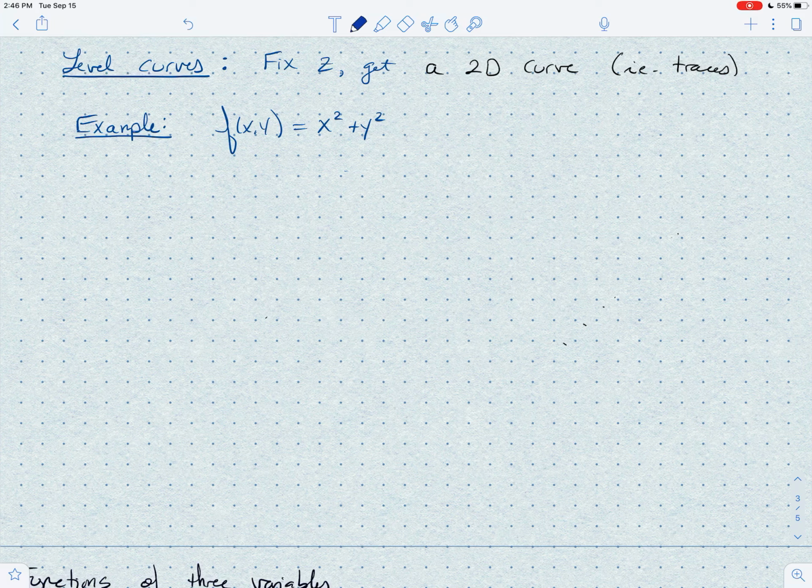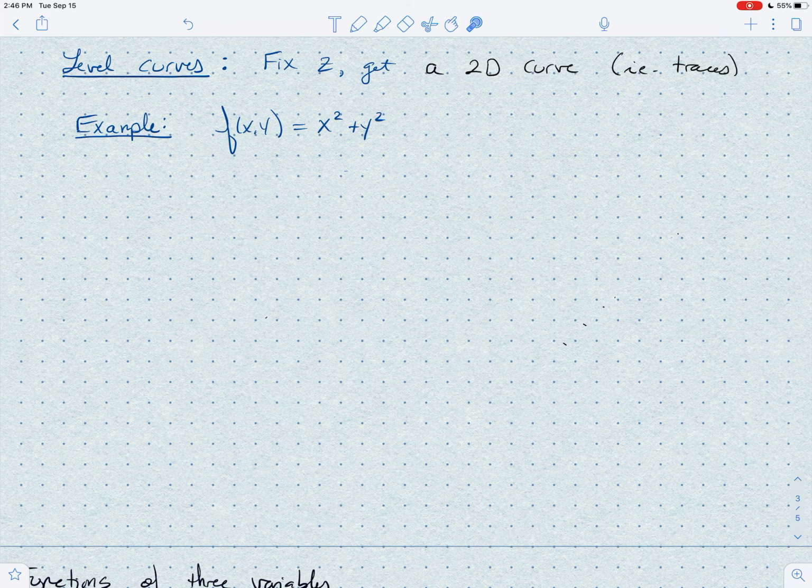All right, I want to talk to you about level curves. First and foremost, you need to realize that level curves are just traces fixing z. Before, we would take an equation and fix x, fix y, fix z, and we'd get different traces, different cuts. When you cut a 3D surface, you get a 2D curve. So level curves, you fix z, you get a corresponding 2D curve. These are just traces in that particular slice.